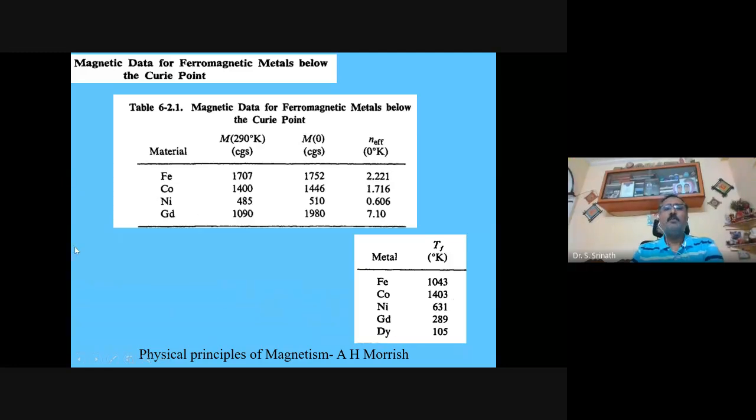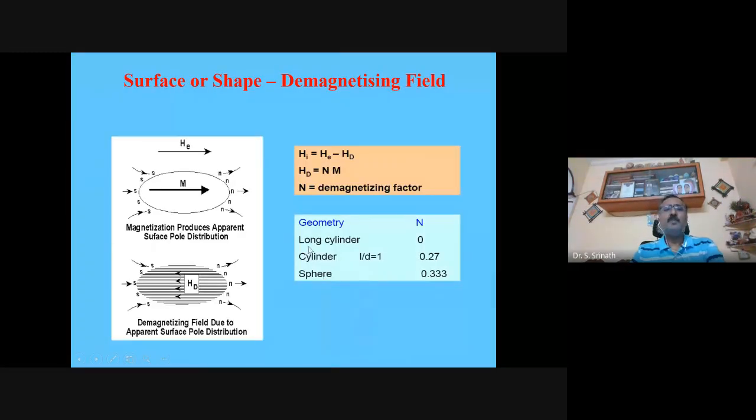Okay. So this basically tells you the magnetization of these elemental ferromagnets, their effective magnetic moments, and their TCs. That means up to what temperature these materials will show ferromagnetic properties. Okay. So then I go to the next point.